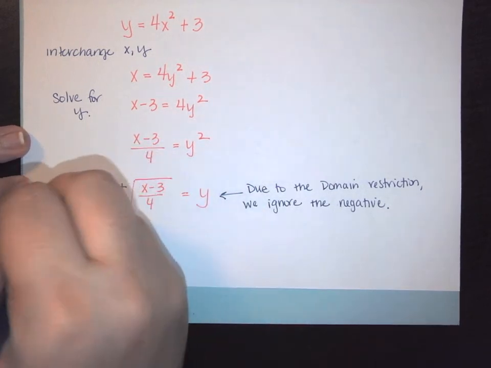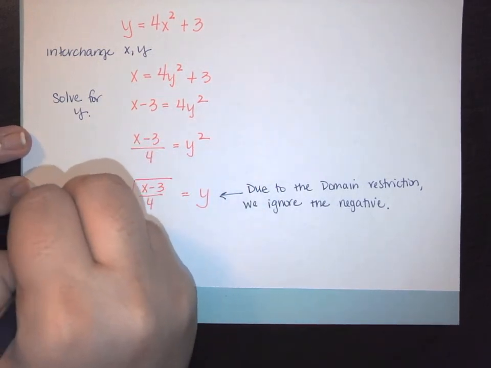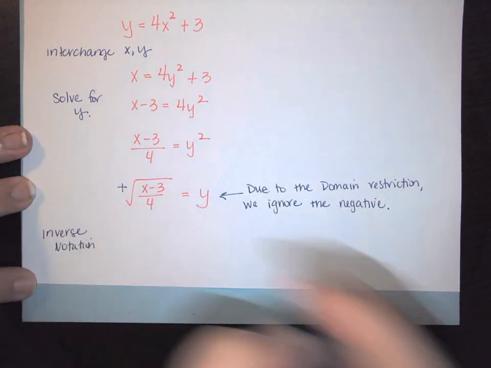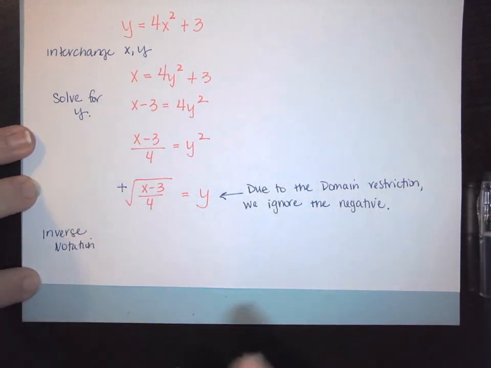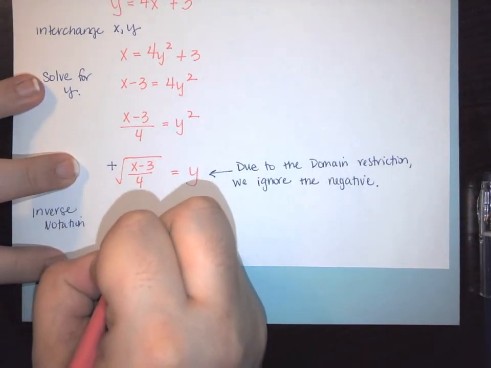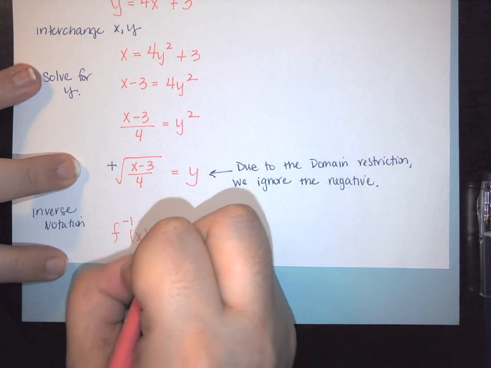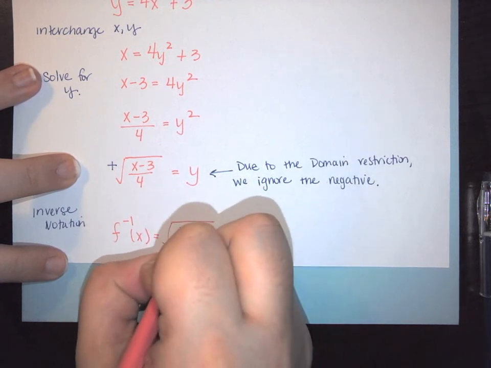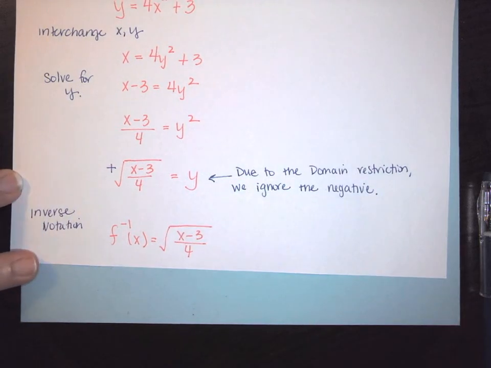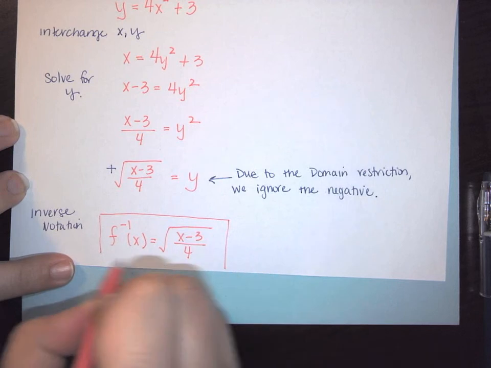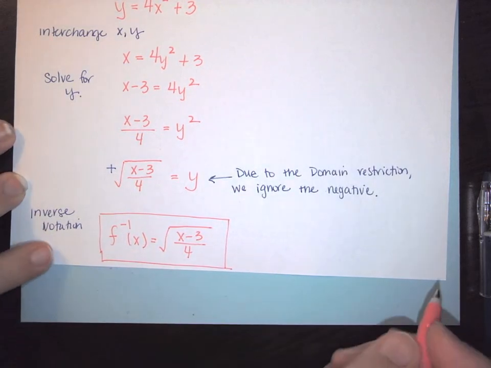Okay. So the last thing that we have to do is use your inverse notation, which is probably the single most important step. So this tells you that my inverse function is going to be the square root of x minus 3 all over 4. And there you have it. This right here would be your function.